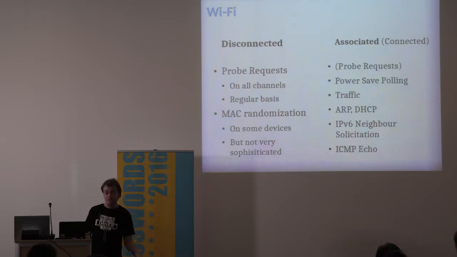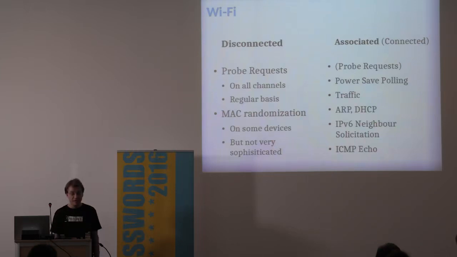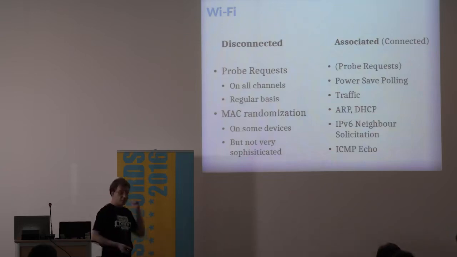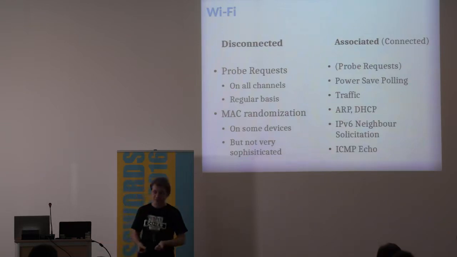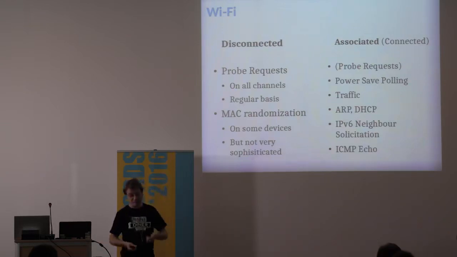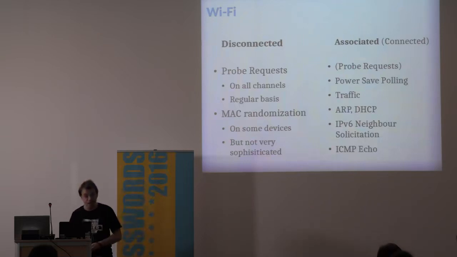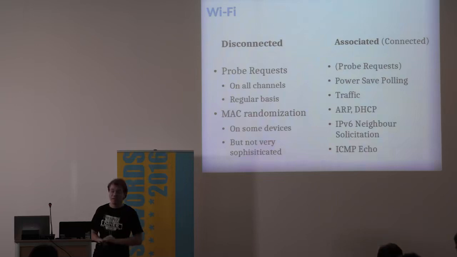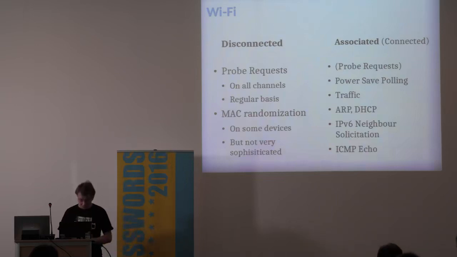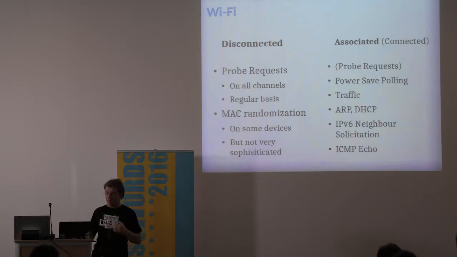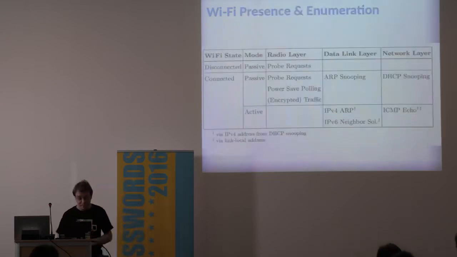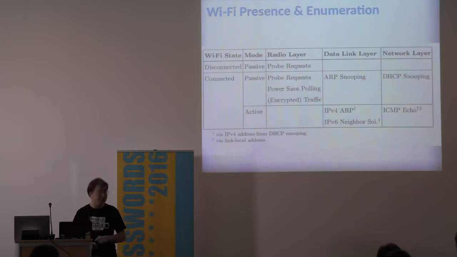And then there is, of course, if you are associated, you have all the network traffic like broadcasting, ARP requests, DHCP. Your phone is downloading updates, connecting to one of the messaging servers from the apps that you have installed on your phone. So you have constant traffic going on, and of course you have ARP and ICMP echo and all these things that the phone usually also supports. So this is a table that sums up the presence and enumeration possibilities on Wi-Fi.